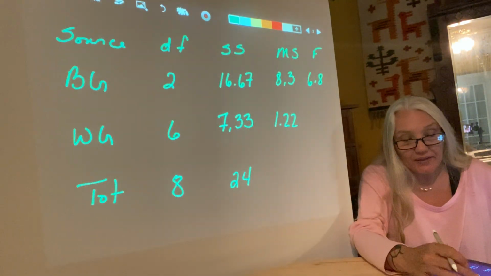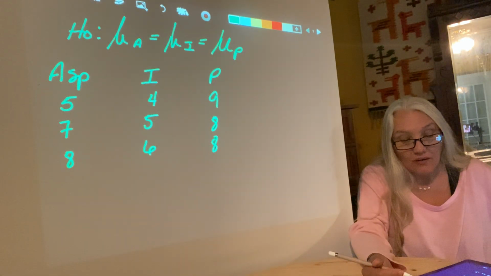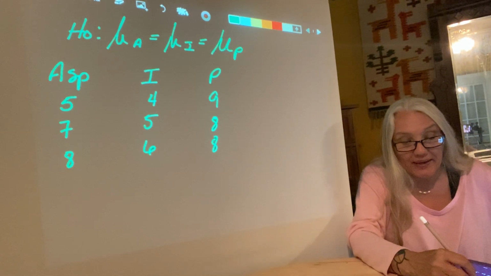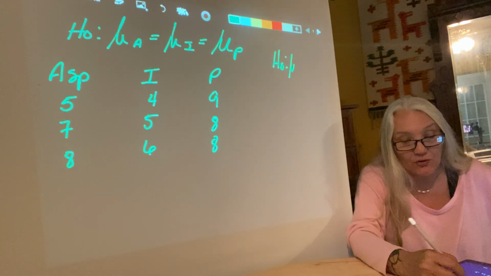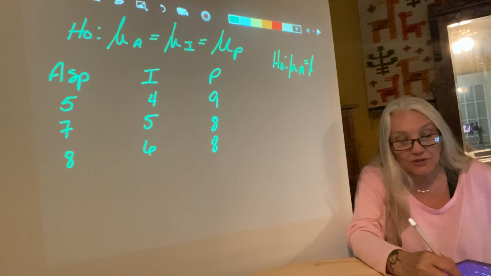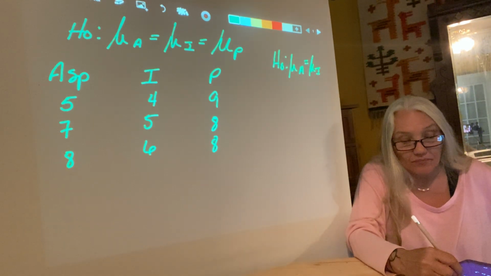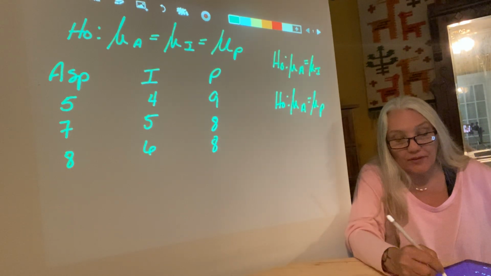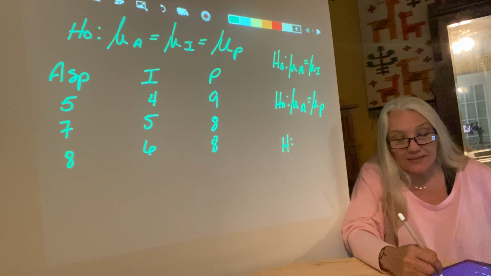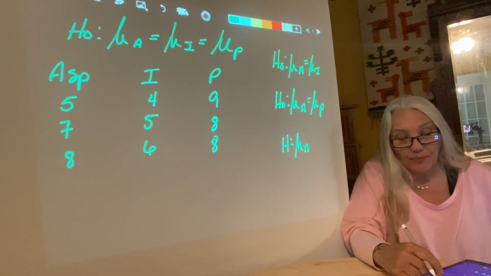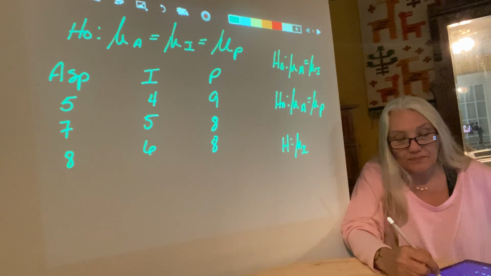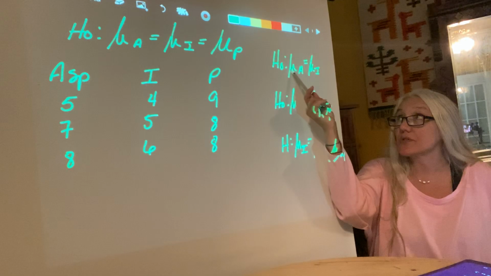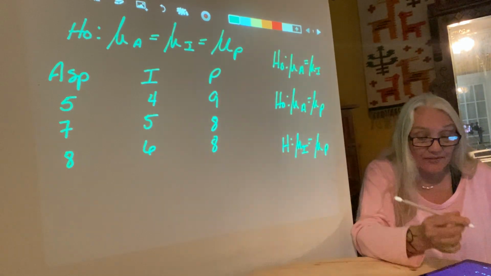So when we go back over here, what we're trying to figure out, we're going to have several hypotheses we have to test. One is that mu for aspirin is equal to mu for ibuprofen. And another is that mu for aspirin is equal to mu for the placebo. And the last one is that mu for ibuprofen is equal to mu for the placebo. And we need to test each of those, and for each of those there's a mean difference.